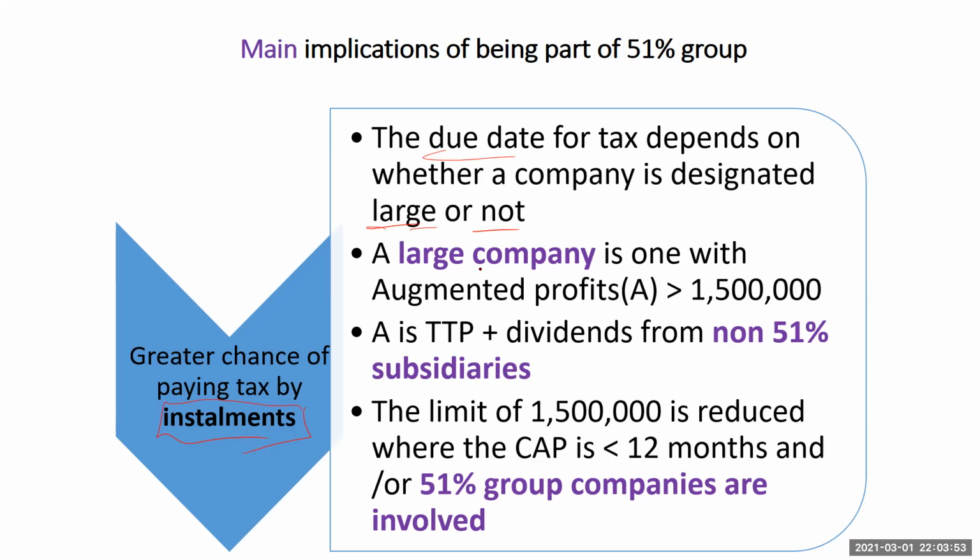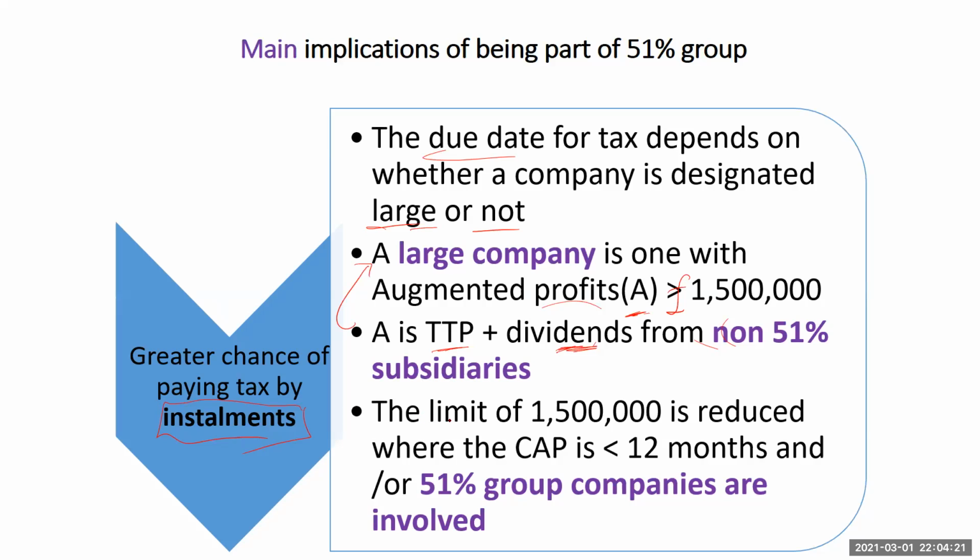Now, for a large company, we are looking at where the augmented profit is greater than 1.5 million pounds. Now, a total taxable profit plus the dividends should give us what we term the augmented profit. Now, these dividends we are receiving should come from outside the group, not within the group.